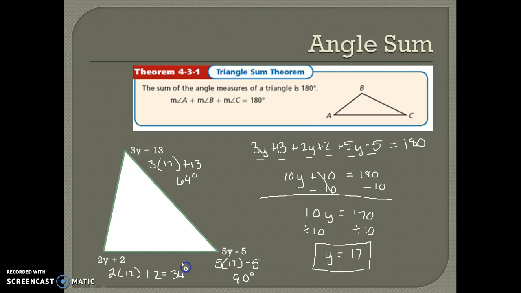It's a good idea to always check your math by adding up all of your values. So 36 plus 80 plus 64 does in fact equal 180 exactly. That's another way to know that we did solve this problem correctly.